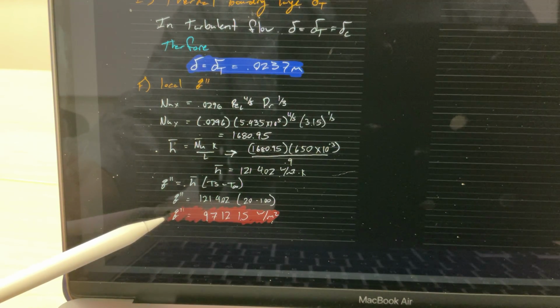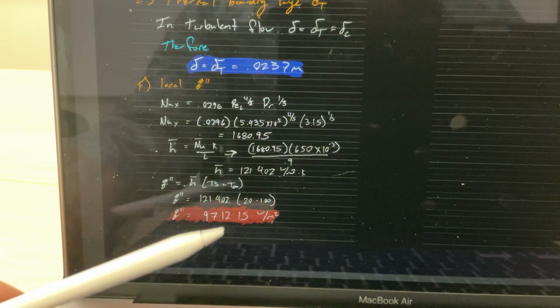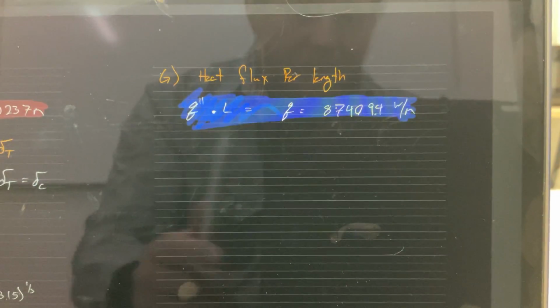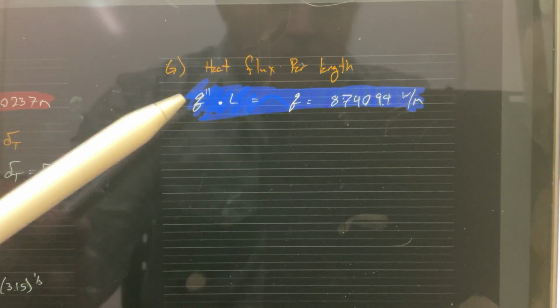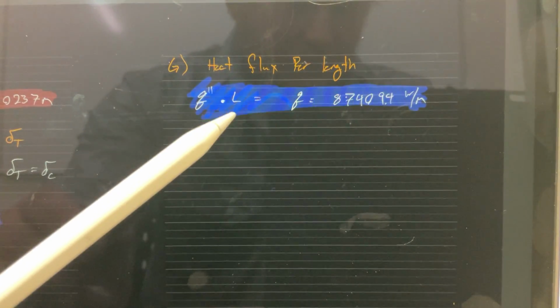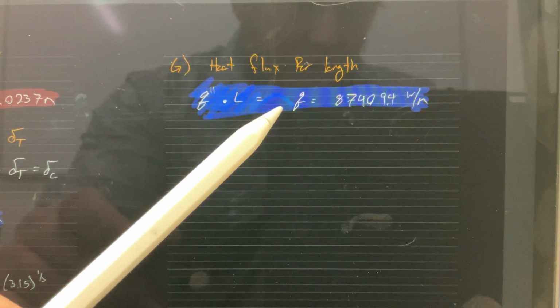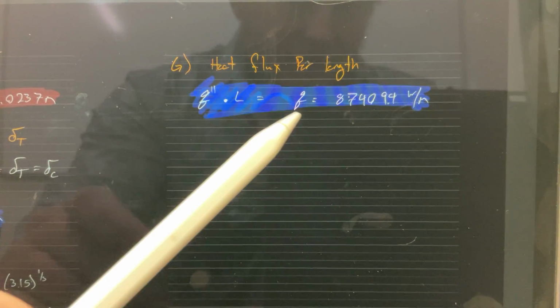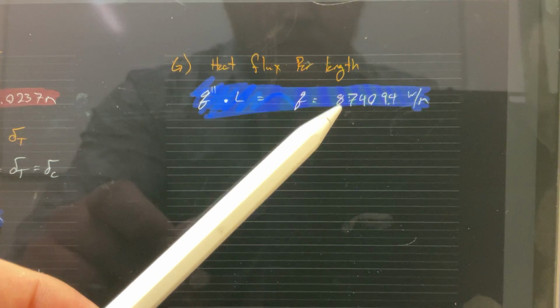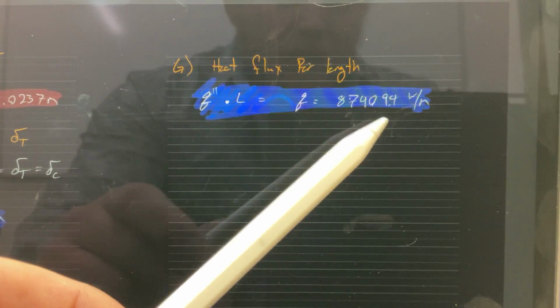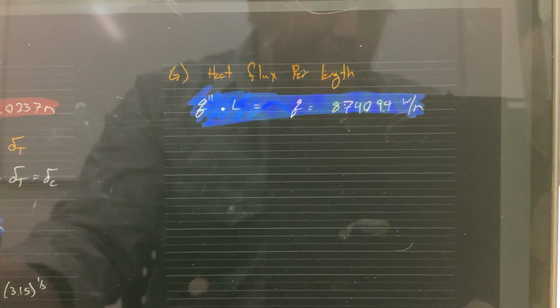So once you know what your heat flux is over the entire thing, you can solve for your heat transfer per length, which you just take your heat flux, multiply it by the length, and you'll get Q. So in this case, Q is equal to 87,409.4 watts per meter. And that's it.